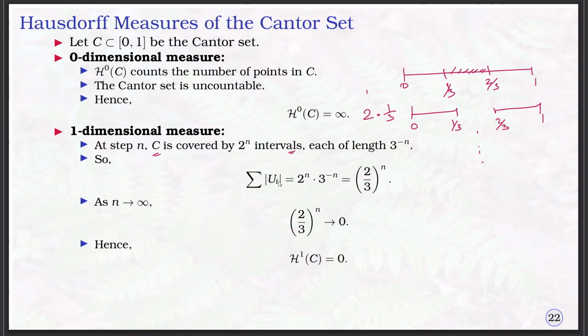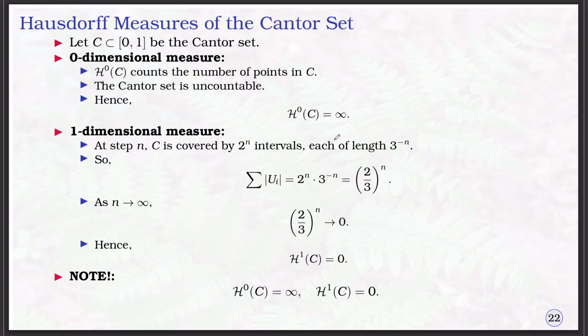Therefore the sum of mu I is the number of intervals times its length, so 2 by 3 power n. If n tends to infinity, this goes to 0. Hence we can conclude that H1 of C is 0.